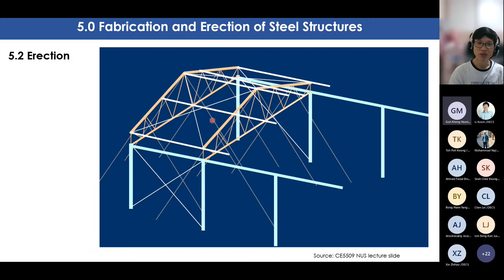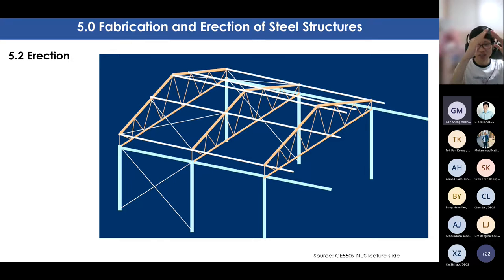Normally, after you have installed two trusses, then you provide this bracing. I use the pen here. You provide this cross bracing, and the other side also should have the cross bracing. Then it's stable. Then you can remove the temporary guiding wire, because now it's stable already. Then you can install the subsequent ones without providing additional stability. So stability is very important during the erection.